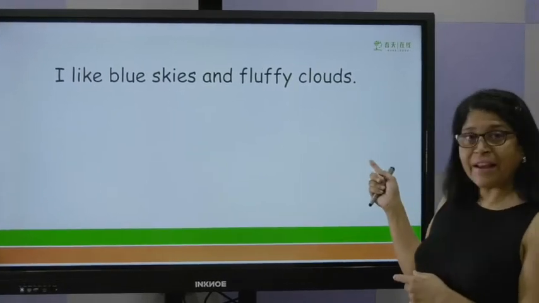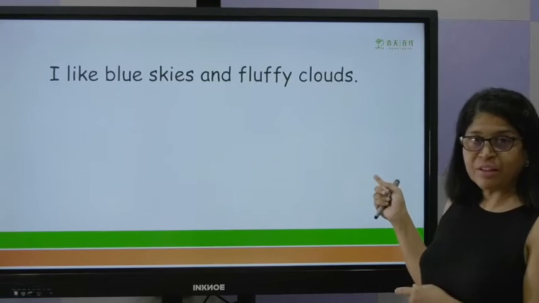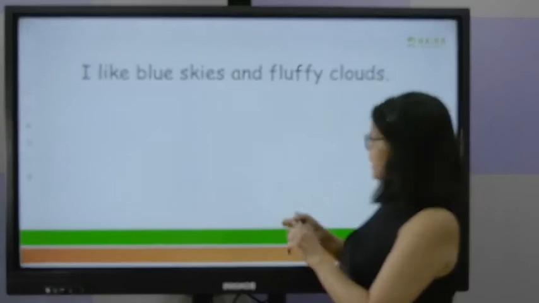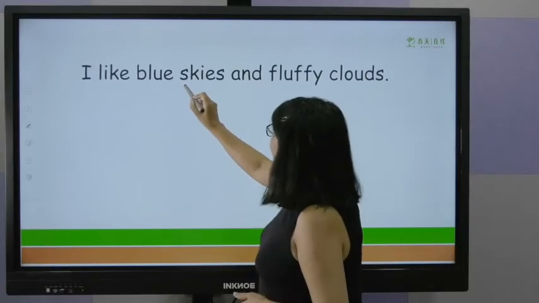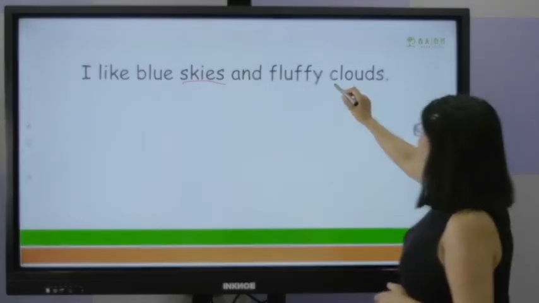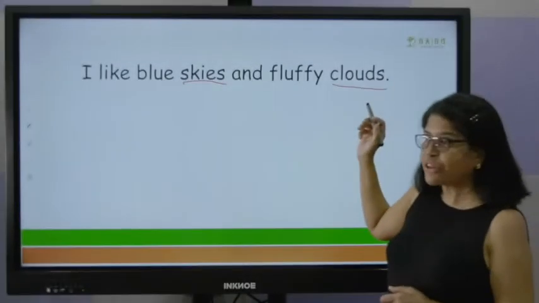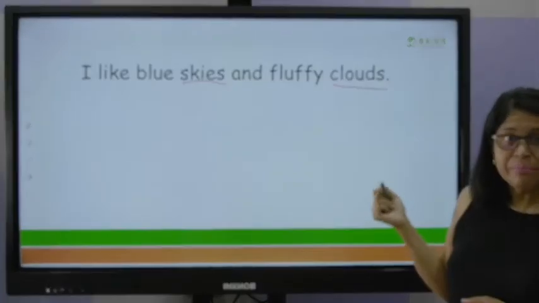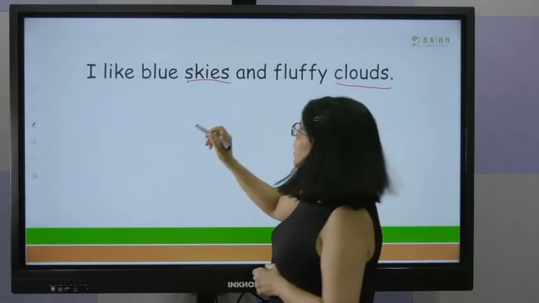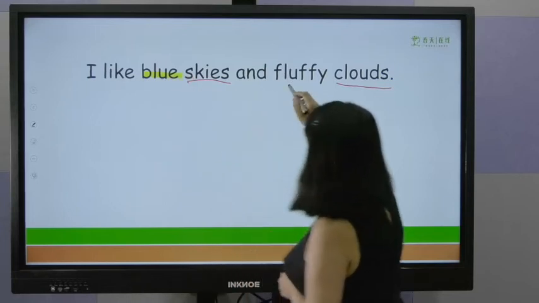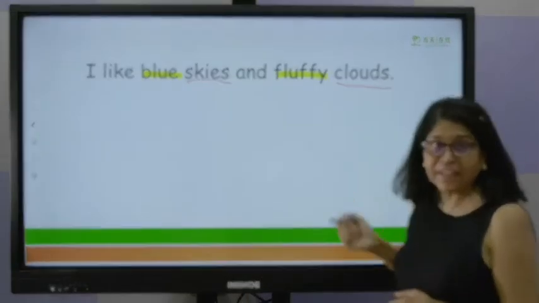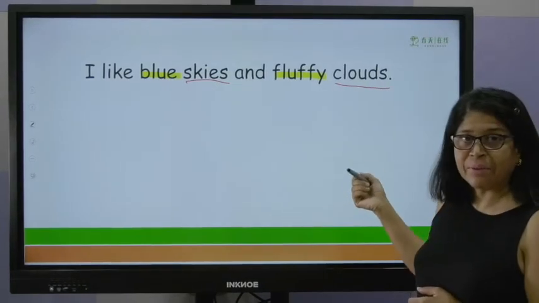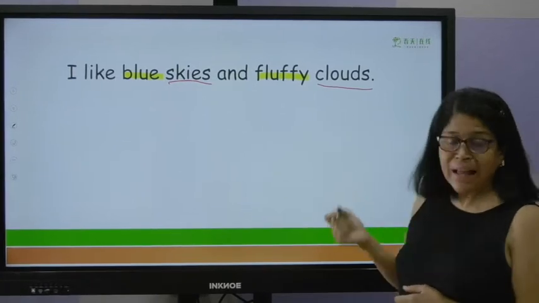We have words there that are adjectives as well as nouns. Let's find out what are the nouns. Can you tell me what are the nouns? If you think the nouns are skies and clouds, well done. That's correct. So what are the adjectives you have there describing them? If you think they were blue and fluffy, then well done again. So you have blue and fluffy that describe the nouns skies and clouds.